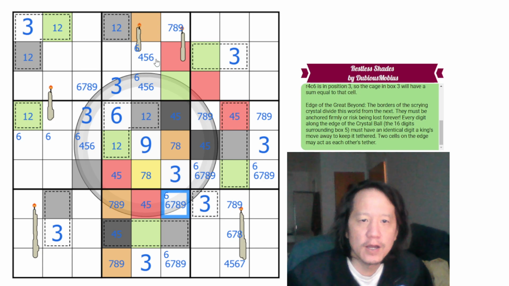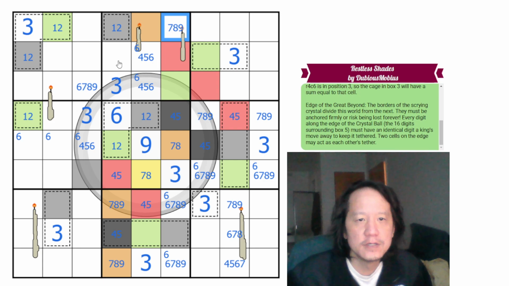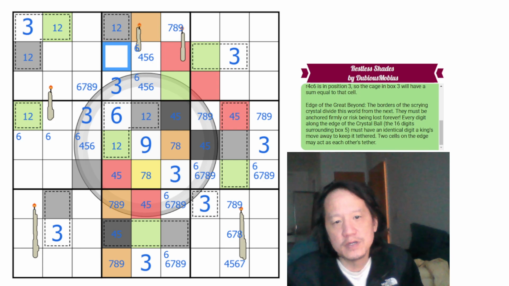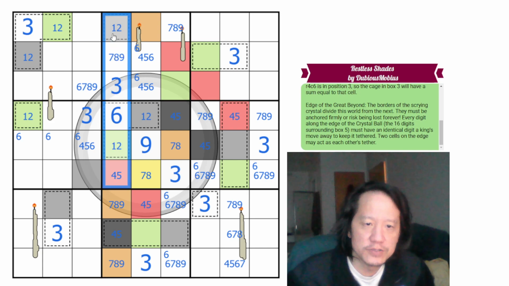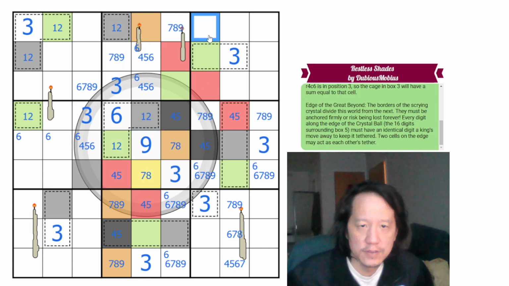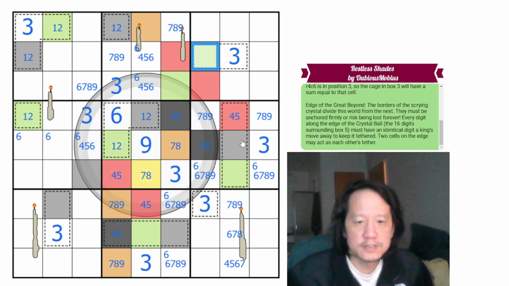So we have one of the 4 5s is here, one of the 4 5s is here, which means we have a 4 5 6 triplet in box 2, which eliminates 4, 5 and 6 from the rest of the box. Therefore, this must be a 7, 8 or 9. Oh, we could also do it this way. Let's see. Do we have anything else?